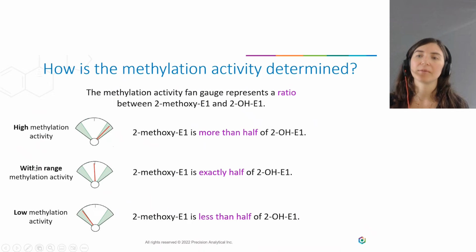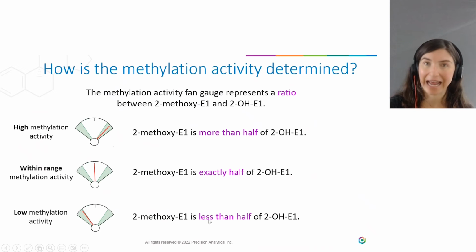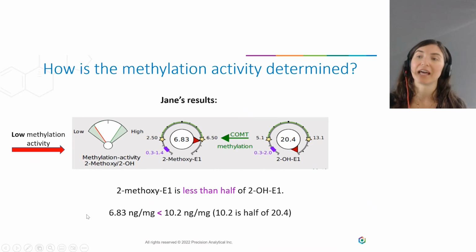So let's start with the middle one here. If the red dial is pointing straight up, that means 2-methoxy-E1 is exactly half of 2-hydroxy-E1. If 2-methoxy-E1 is more than half, the red dial will point to the right and will have higher methylation activity. But if the 2-methoxy-E1 number is less than half of the 2-hydroxy, so not much is going into 2-methoxy, then we'll have the low methylation activity. That little dial will point to the left.